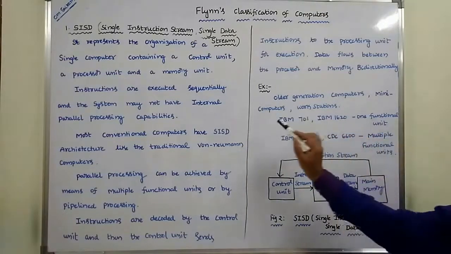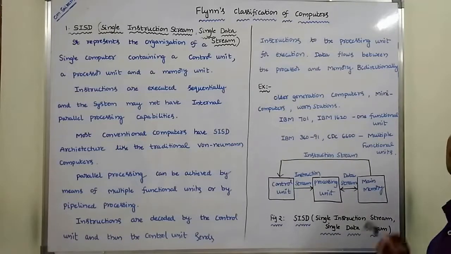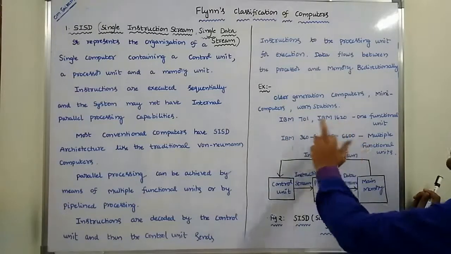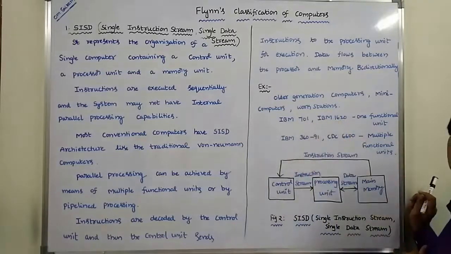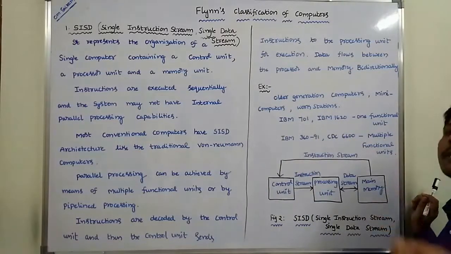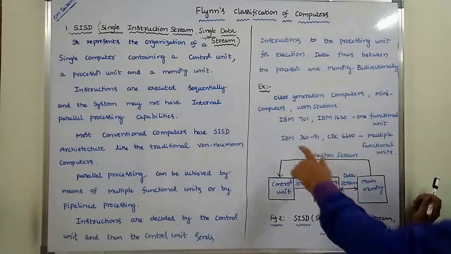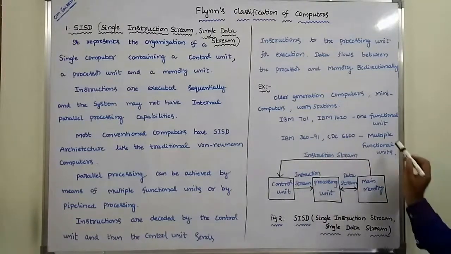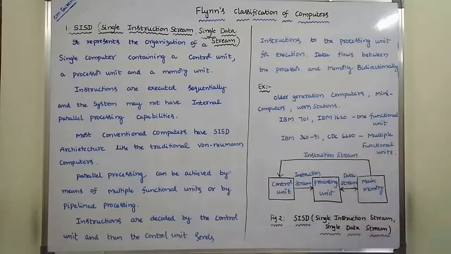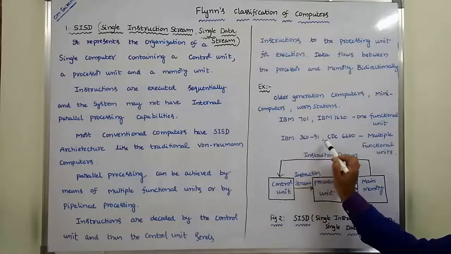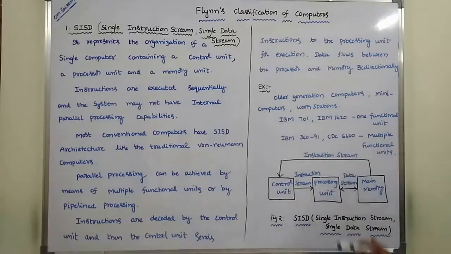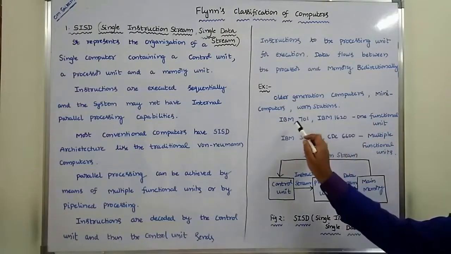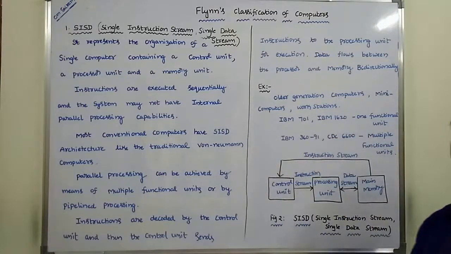SISD computers with one functional unit, for example, are the IBM 701 and IBM 1620. SISD computers with multiple functional units are the IBM 360/91 and CDC 6600. So the examples for single functional unit computers are IBM 701 and IBM 1620, and for multiple functional units they are IBM 360/91 and CDC 6600.